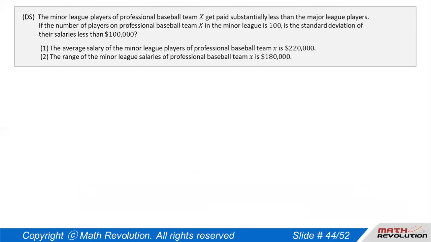The minor league players of professional baseball team X get paid substantially less than the major league players. Okay. If the number of players on professional baseball team X in the minor league is 100, is the standard deviation of their salaries less than $100,000? Understand this. We have been given 100 as the number of players, and we are being asked whether the standard deviation of the salary is less than $100,000.